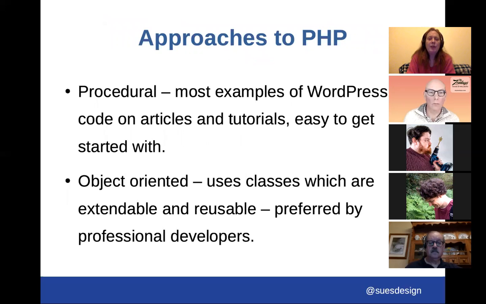Now, there are a couple of approaches to PHP that you may come across. Procedural: most examples of WordPress code and articles and tutorials use procedural code, and it's easy to get started with. There's also object-oriented, which uses classes. It's preferred by professional developers, but it is a little bit more difficult to learn. And if you're just working on your own site, procedural PHP will work perfectly fine. I am actually going to show a couple of examples of both, but the plugin code that we're going to be looking at will be procedural code, so it's easier to understand.